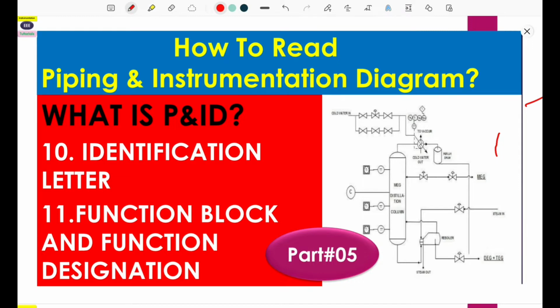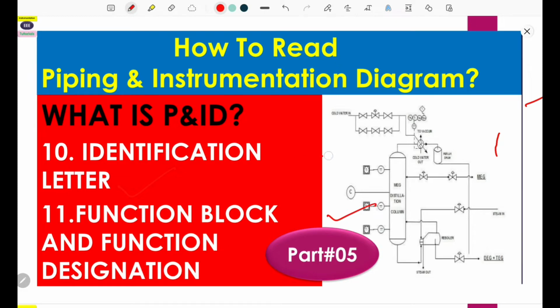This is part 5 of how to read a piping and instrumentation diagram, or what is P&ID. We have seen in the previous 4 parts some basic symbols and their meaning. Now in this part 5 of P&ID theory, we will see the identification letters, and the other part is function blocks and function designations.